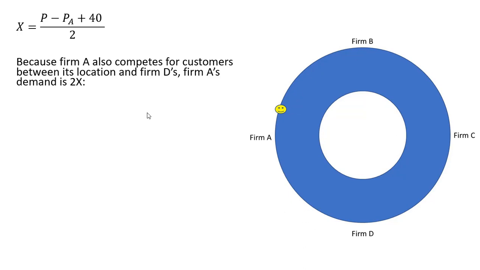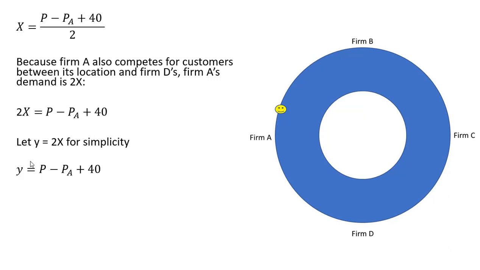Firm A's total demand is just going to be 2X. So we're going to multiply this above equation through by 2X, and if you do that, you get this result. So this will be the demand for firm A. Let Y, just for simplicity, equal 2X. So making that substitution, we have the demand for firm A.